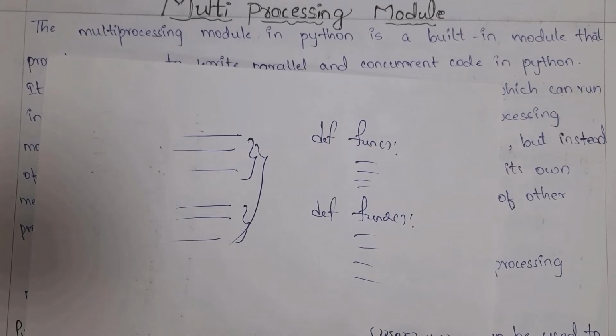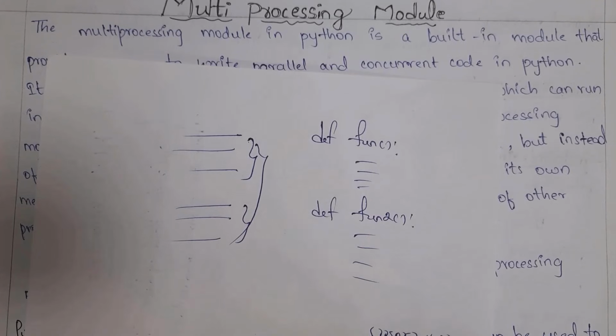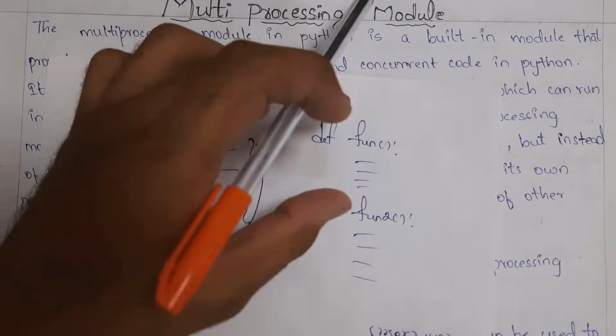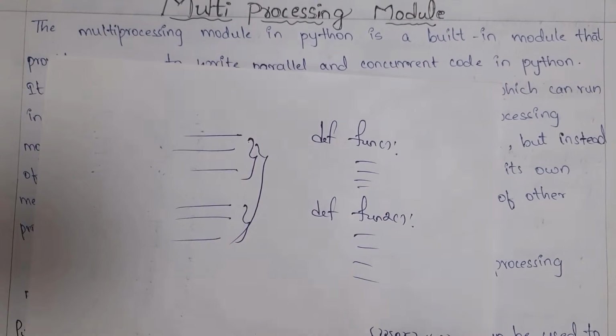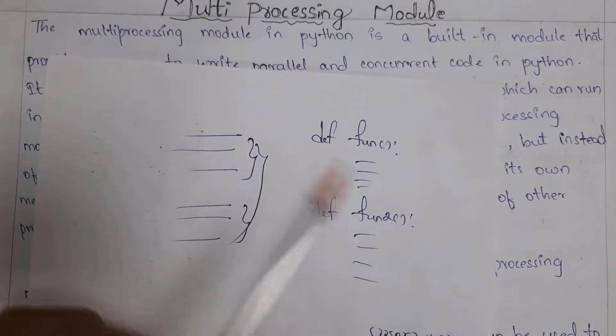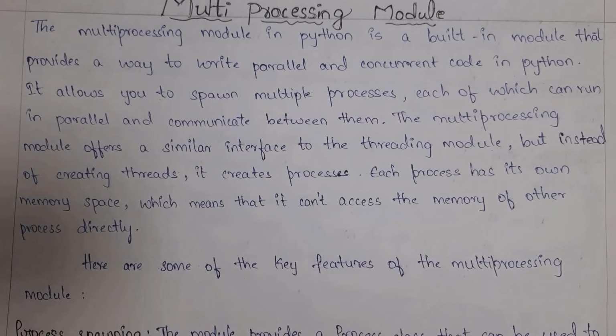For example, there are two functions. One function name is fun and the next function name is fun2. You can execute this code parallelly, that is nothing but you can execute these two functions at a time. Or you can also execute this code concurrently. Concurrently is nothing but only after executing the first function, the second function will be executed. So you can execute this code both parallelly and concurrently by using the multiprocessing module.